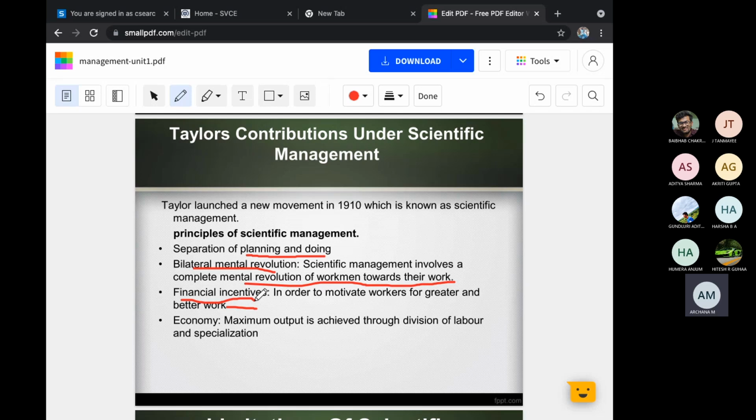Okay, next one is economy. Maximum output is achieved through the division of labor and specialization. This is very, very important. Even nowadays, we do this in most of the software companies, everywhere in the organization, even educational, political, everywhere you go, division of labor is important.